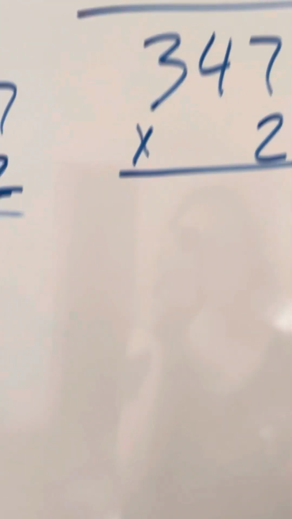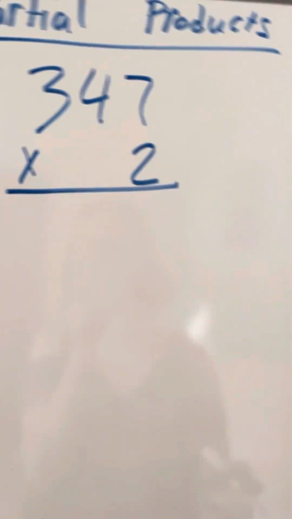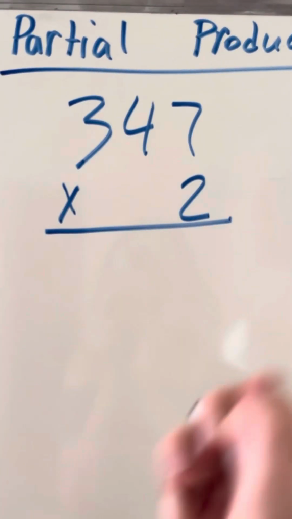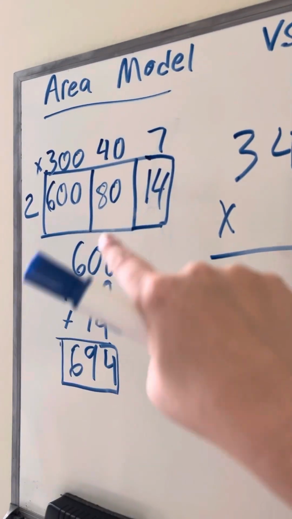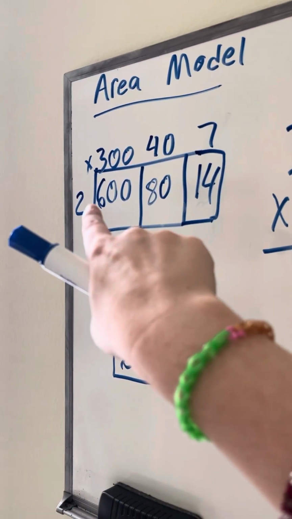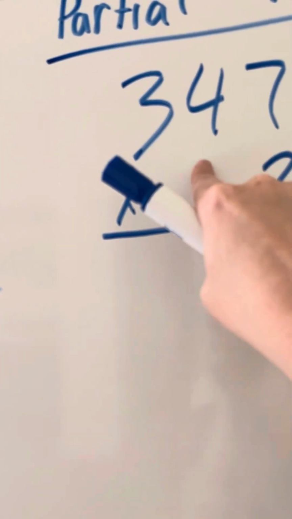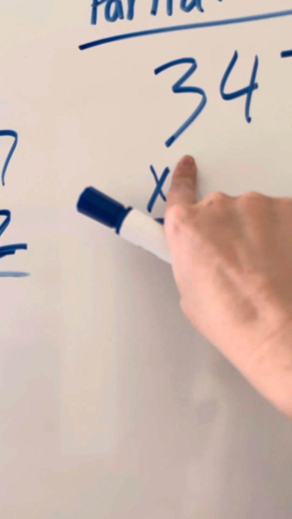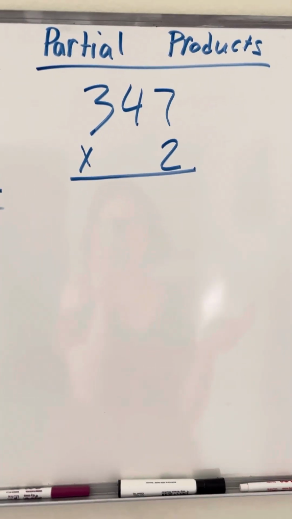The only difference is one, with partial products you don't have to box anything. You just leave it out. Two, we're just going backwards. So instead of starting in the hundreds place, tens and ones, we now start at the ones, go to the tens, and go to the hundreds. So it's very similar to the standard algorithm.